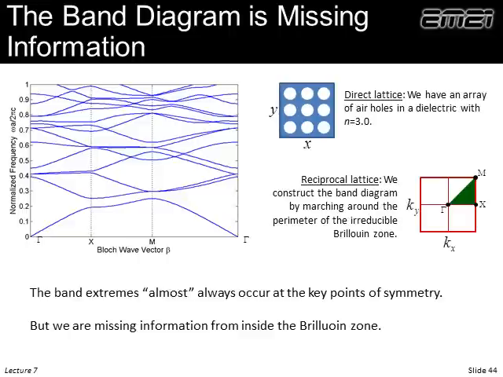And it is said that 99% of the time any kind of band extremes will occur at the key points of symmetry. And nobody ever really spells out where the exceptions are. I actually don't know. I'd be very interested in that. I have some thoughts if I was going to look for that, but I've never looked for it. But the point is, we are potentially missing information.